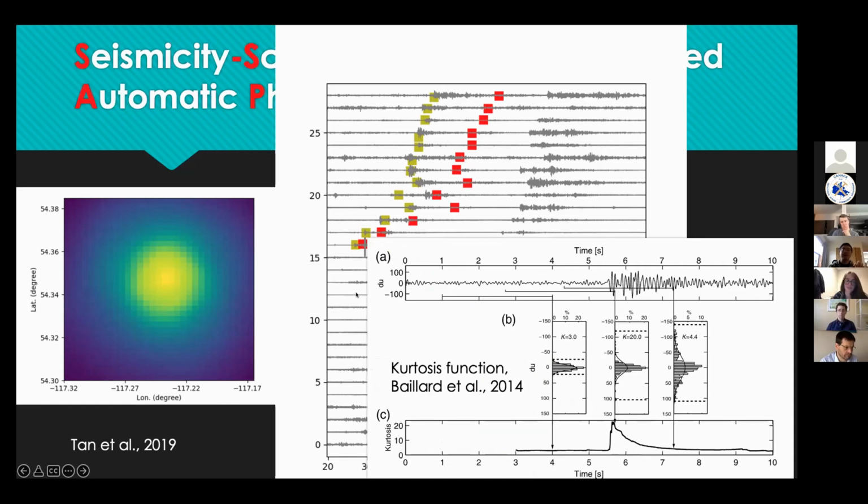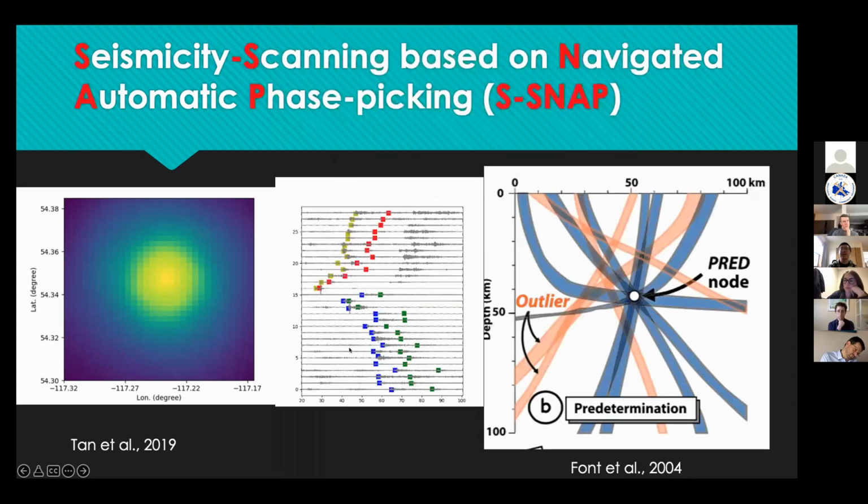navigation from the first step for the phase picking. And in actual phase picking, we use the kurtosis function to pick the exact phase here. So this is a seismogram. And when you calculate the kurtosis function, it shows a sharp peak here. So that's where you want to pick the onset. And once you have all these P and S phases, you put them in the locating system.